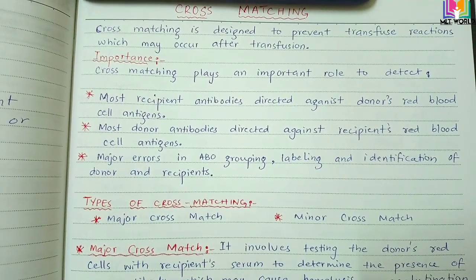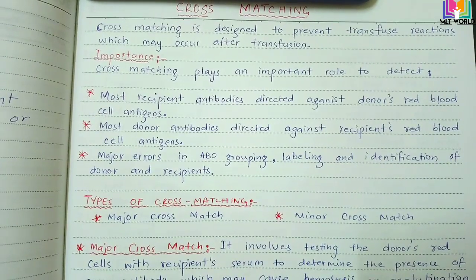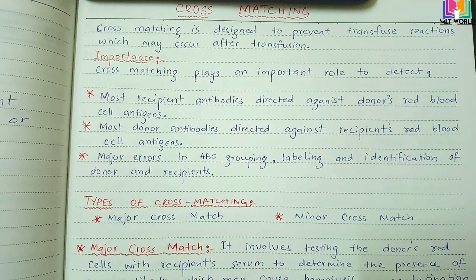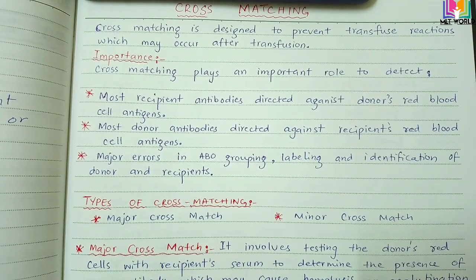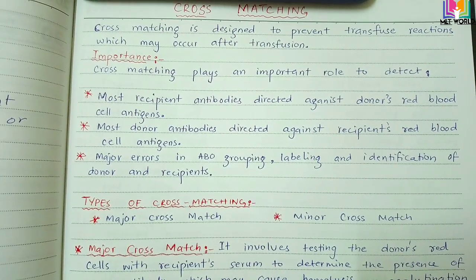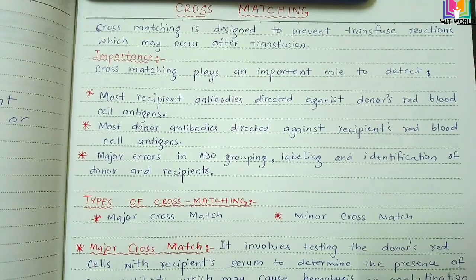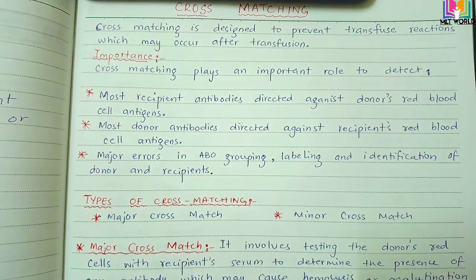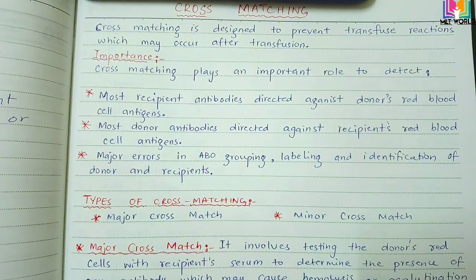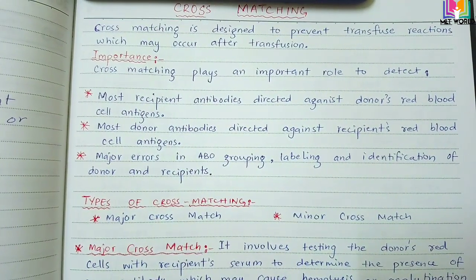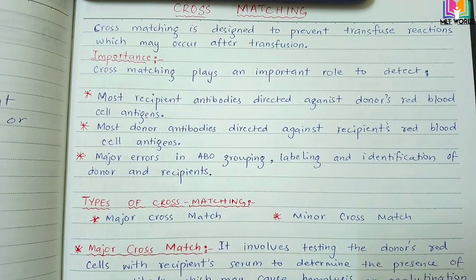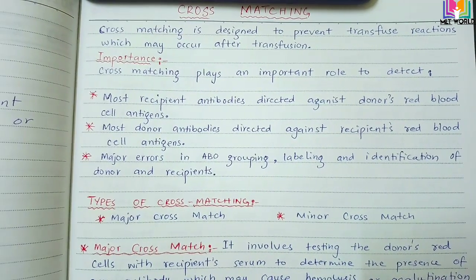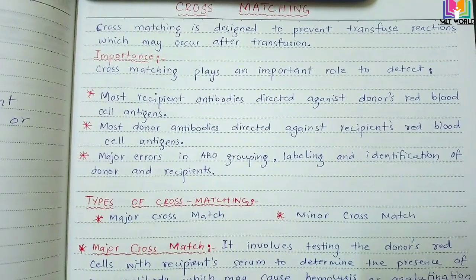Before going to the cross matching types, I will tell you the principle. The principle of cross matching is based on serological compatibility. If the recipient and donor blood are serologically compatible, then we can do the transfusion. But if they are serologically incompatible, then we cannot do any transfusion to the recipient, because donor and recipient blood show incompatibility.